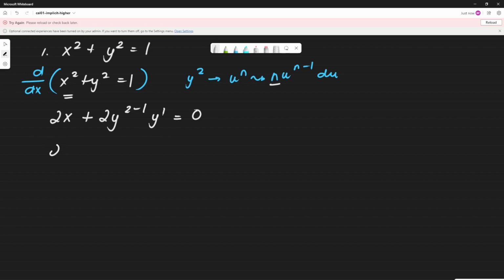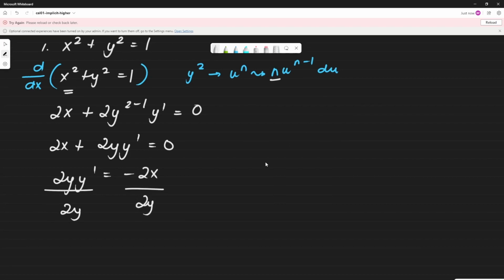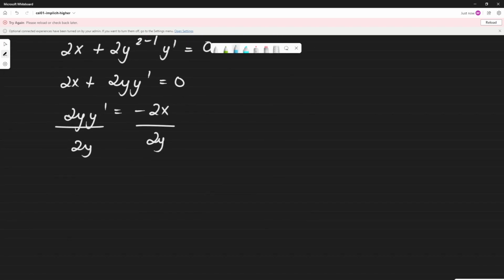We will express the function as y prime is equal to. Laging ganun ang sagot natin. So we will have 2x plus 2y, 2 minus 1 is 1, so 2y y prime is equal to 0. Then lipat natin yung 2x sa kabila. So we have 2y y prime is equal to negative 2x. Then divide both sides by 2y para ma-isolate natin yung y prime. Cancel natin to, kasi common yung 2 sa kanila. So, therefore, y prime is equal to negative x over y. As simple as that. So, this is our answer.